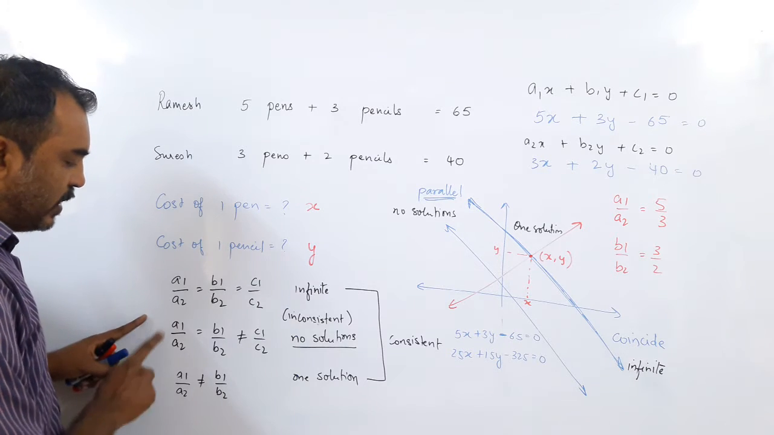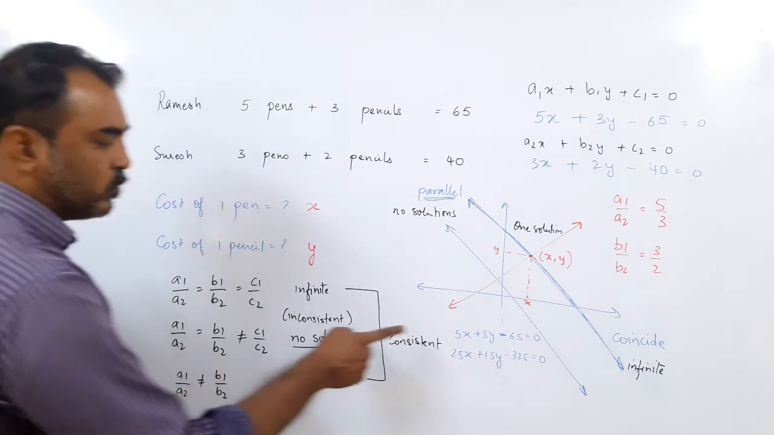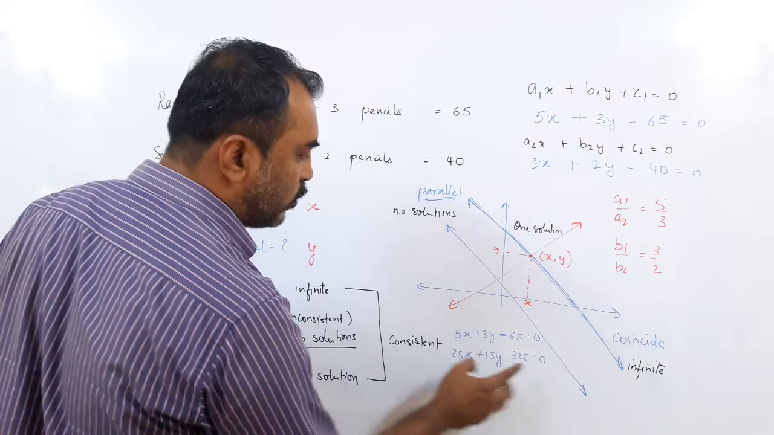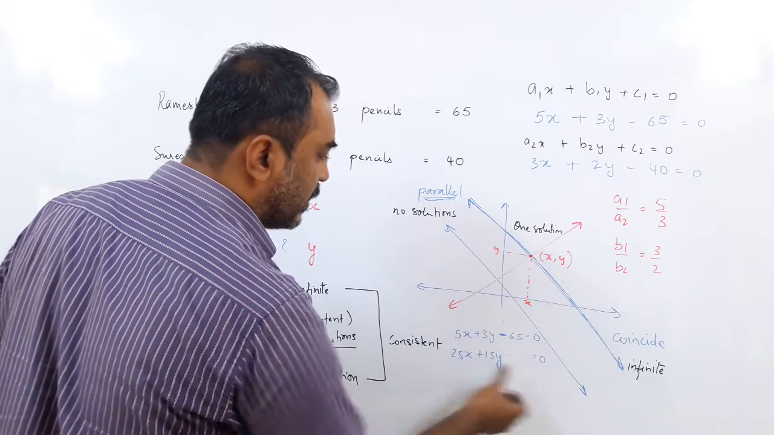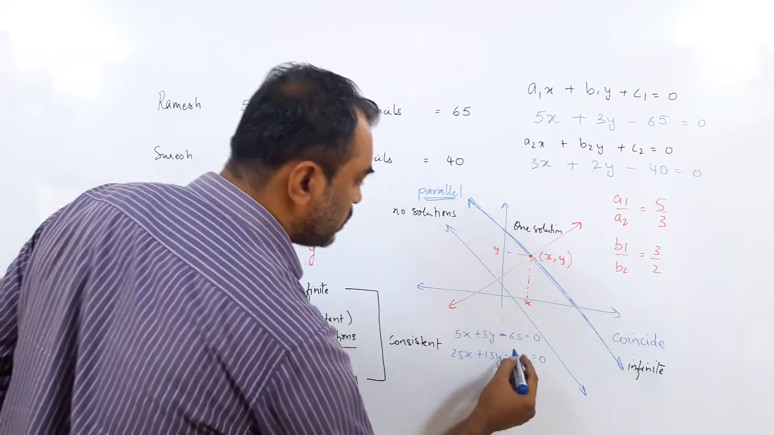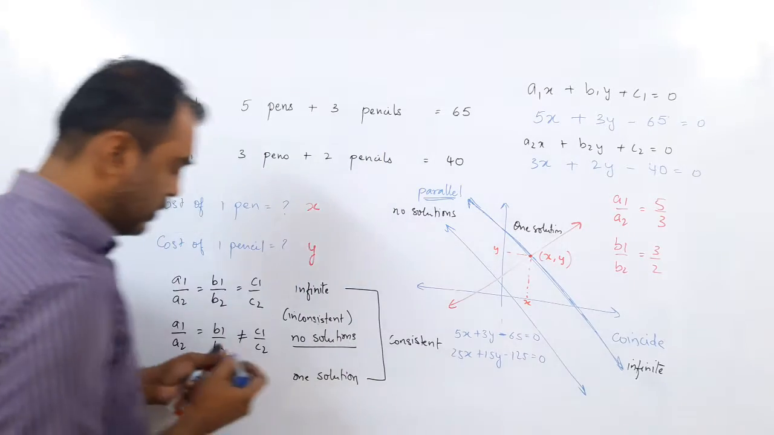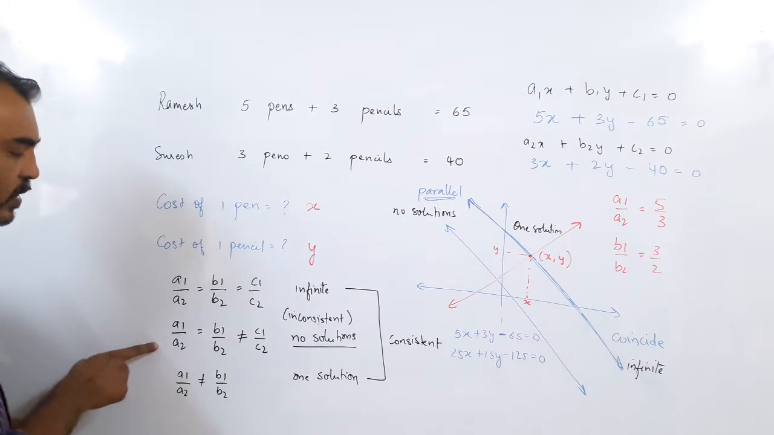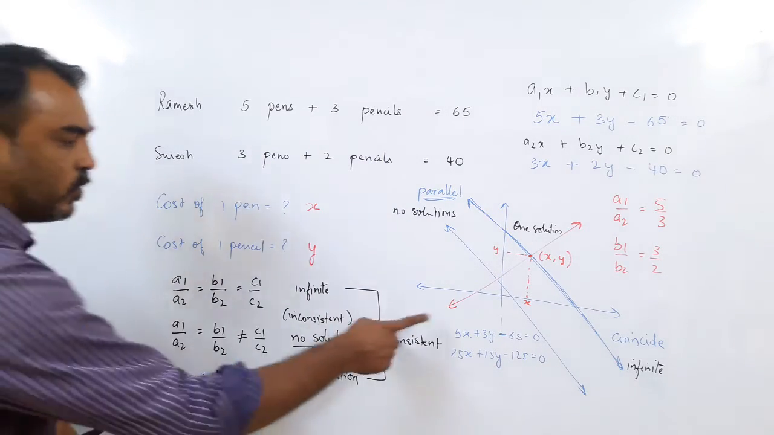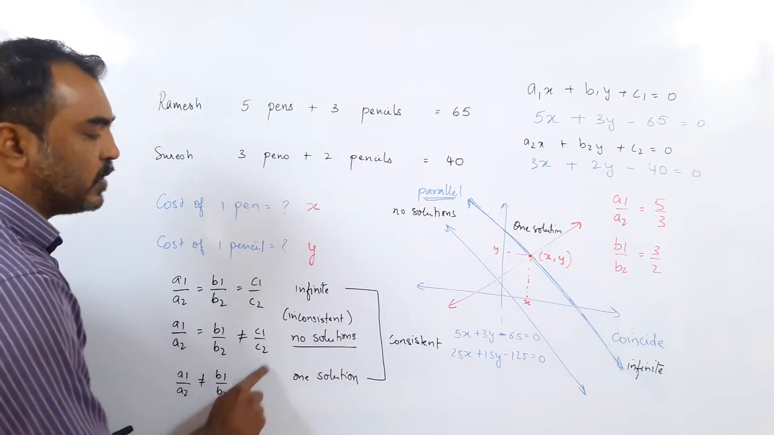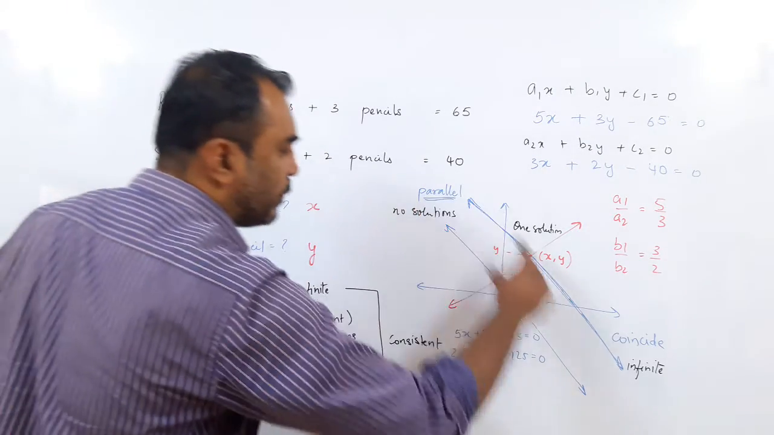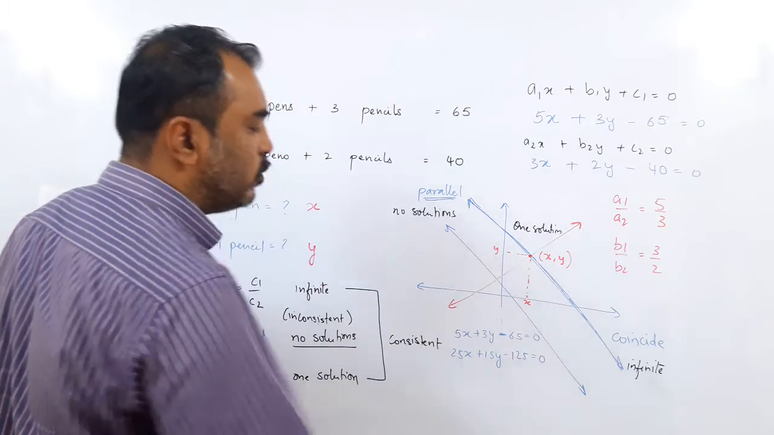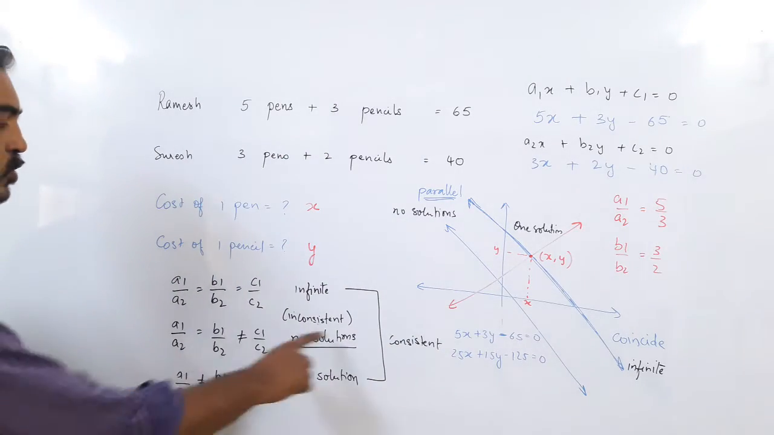Then a1 upon a2 equals b1 upon b2, and I put the value here, say 125. So now you can see a1 upon a2 equals b1 upon b2 is not equal to c1 upon c2. Then the lines will become parallel. They will have no solution.